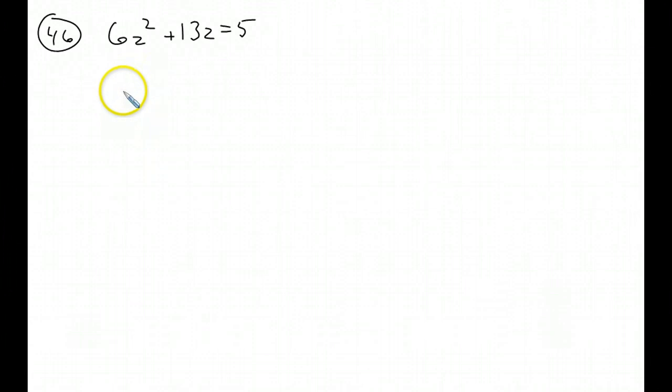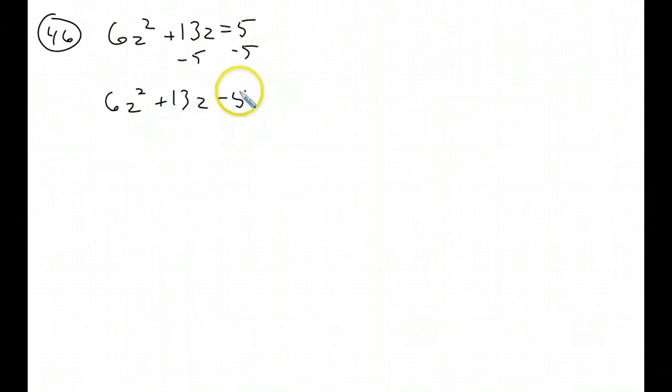46, doing the same thing, solving the equation. Notice it has an equal sign, so we will be solving it. It's going to need to equal 0, so I'm going to subtract 5 from both sides. So 6z squared plus 13z minus 5 equals 0.